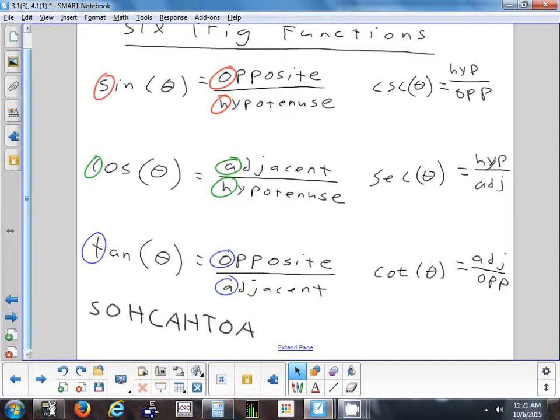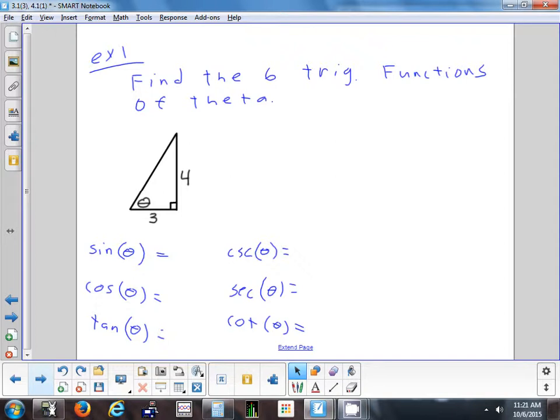All right. Any questions on those 6 definitions? All right, so let me show you what kind of problem they're going to ask about. They'll give you a triangle. They'll give you 2 sides. They'll tell you where you're standing. That's basically where they put theta. And they want to know all 6 trig functions. Now before I can even find all these trig functions, there's something missing here. The hypotenuse. How do I get that?